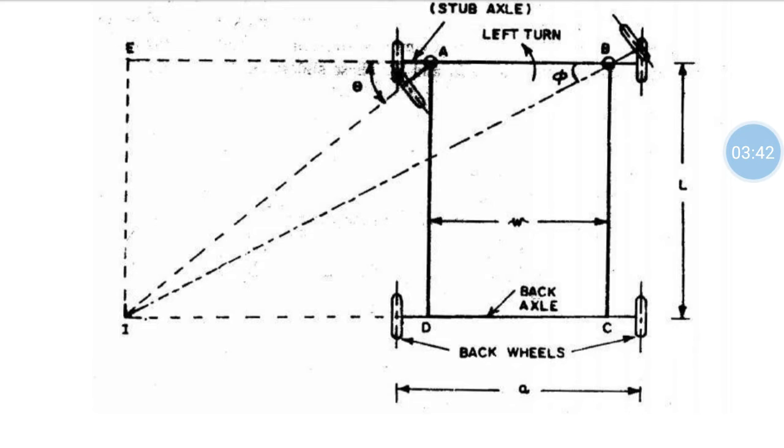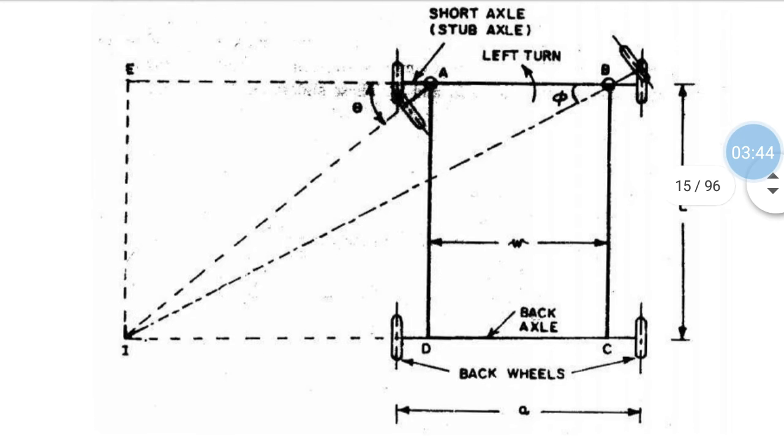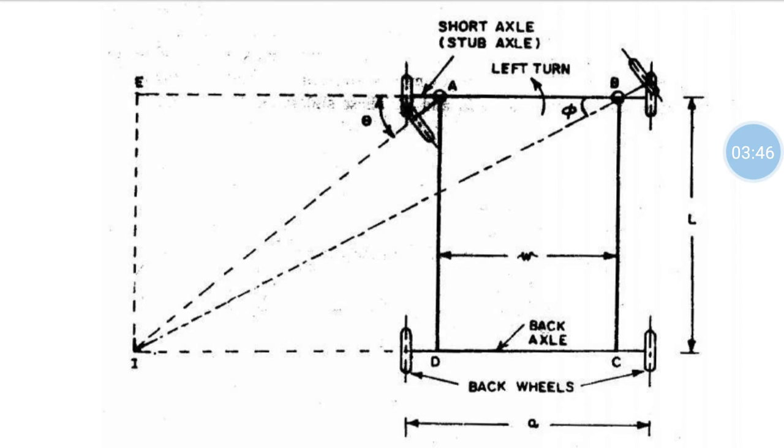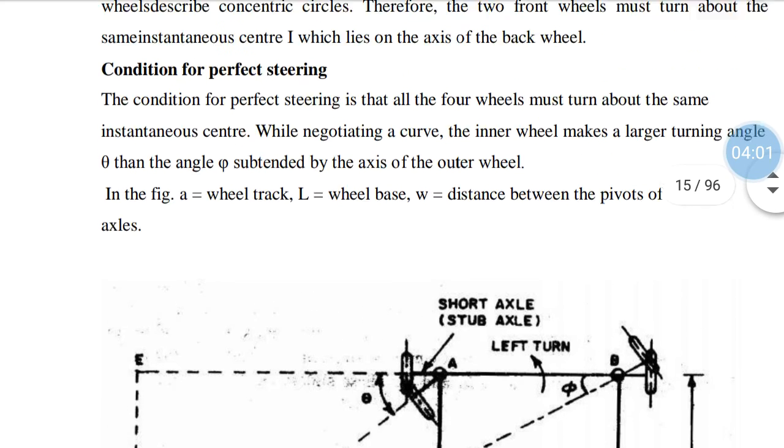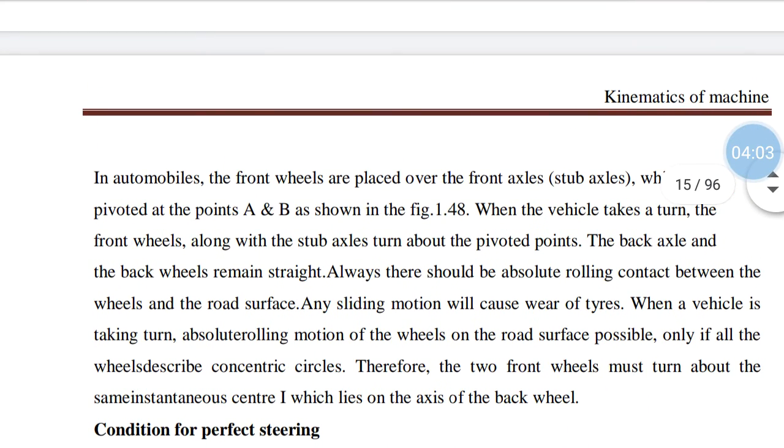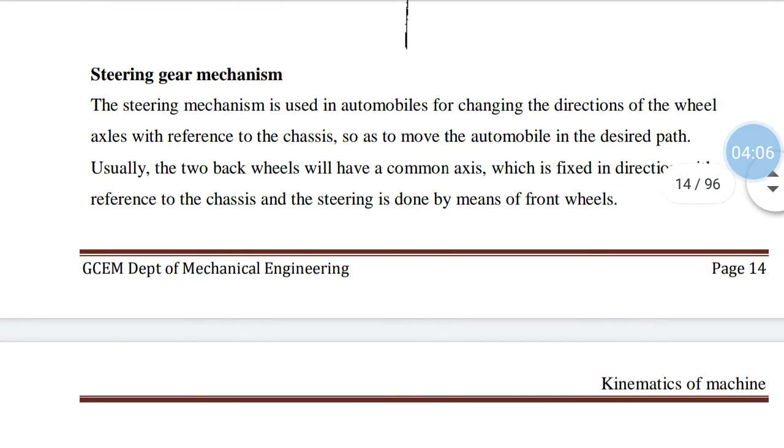If the point of intersection I does not coincide, if A B C D do not coincide, then there is an abnormality in the turning of the vehicle. In that case, the vehicle may fall in any direction. Because of that, the steering mechanism is very important. I'll explain in detail, just listen.